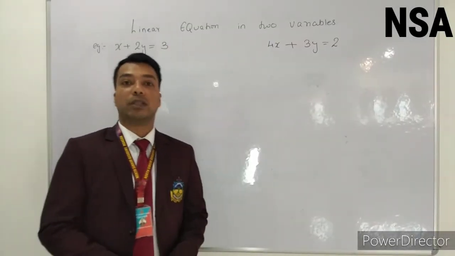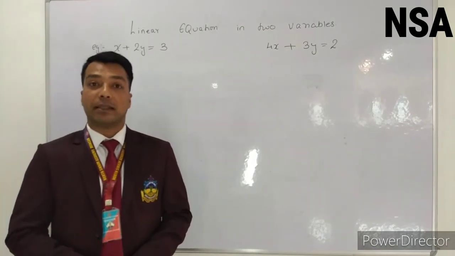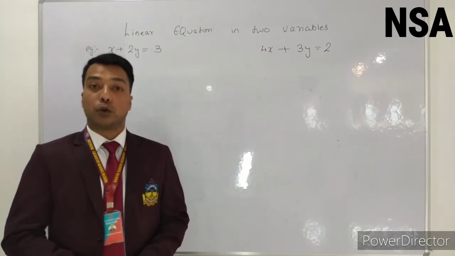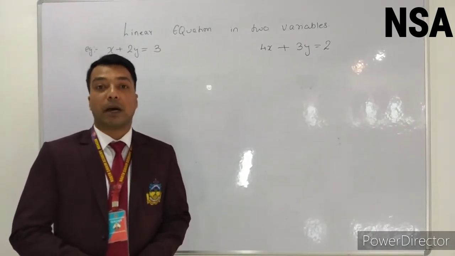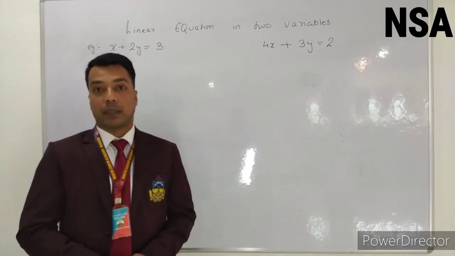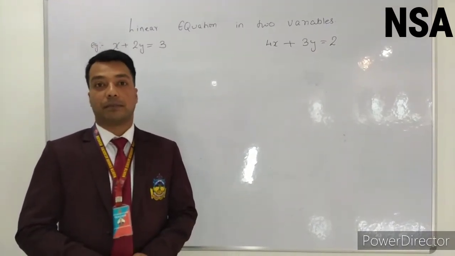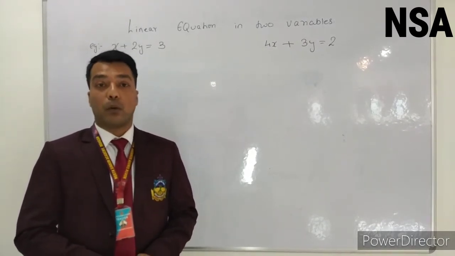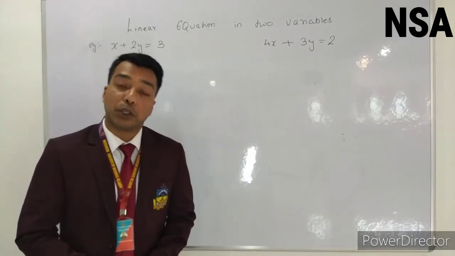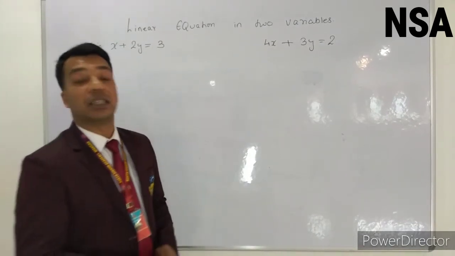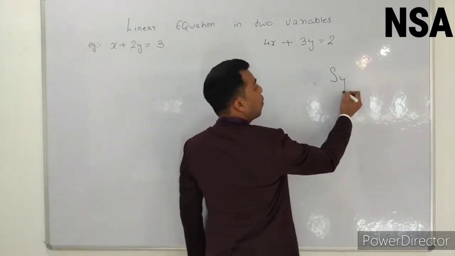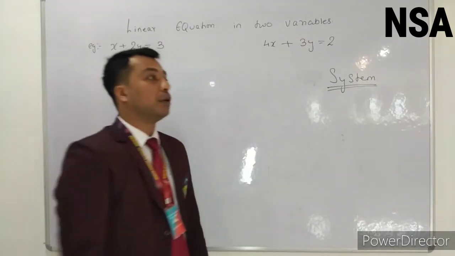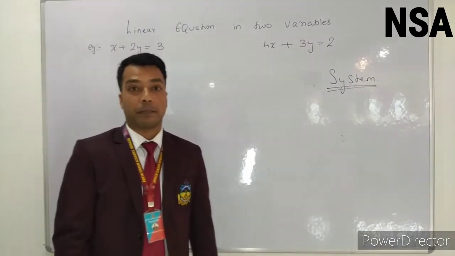Now let's move on to the second part, which is the methods. Methods means the ways of solving any given linear equation in two variables. There are two methods by which we can solve it. The first is the graphical method, and the second is the algebraic method. In the graphical method, two linear equations are given to us, which is known as your system, also known as a pair of linear equations.